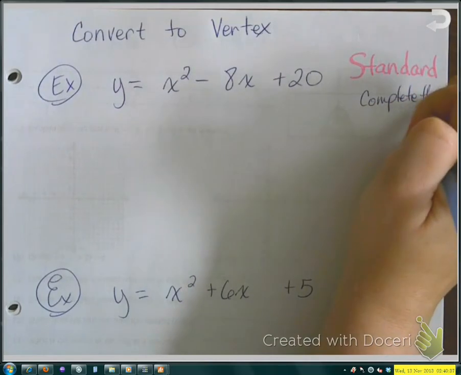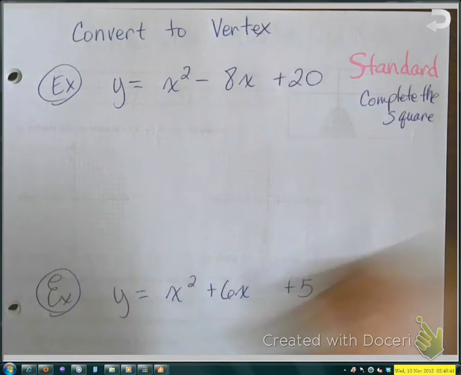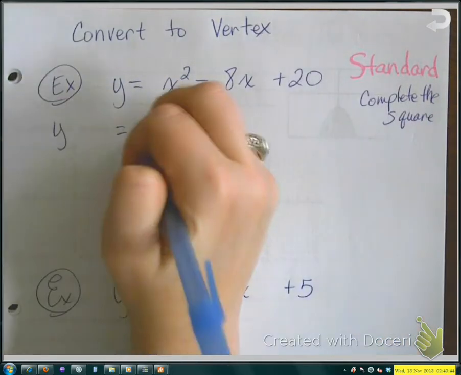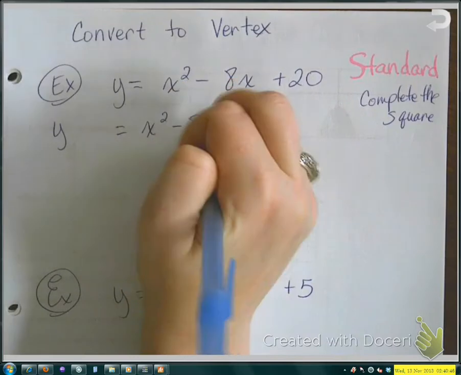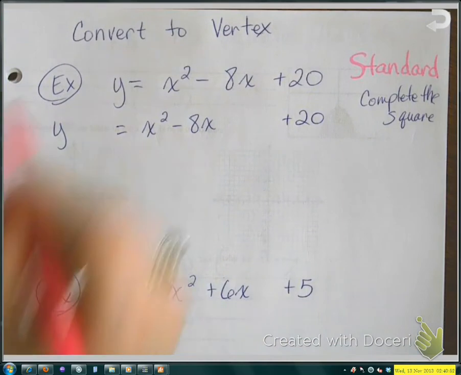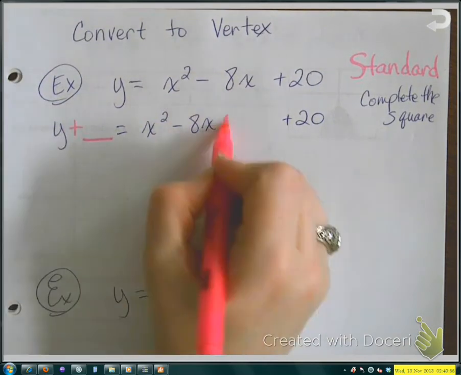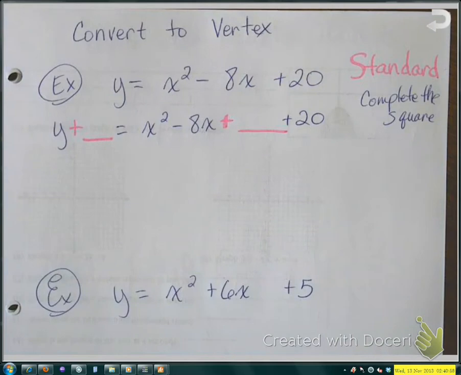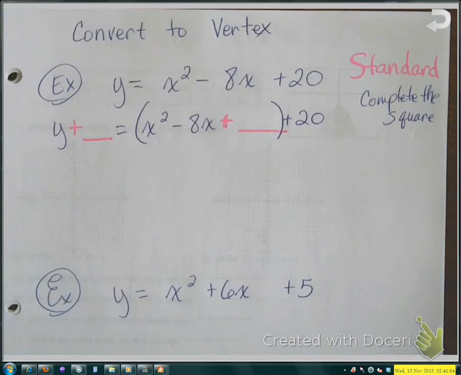Okay, with complete the square, we're going to add some blanks in there. So I'm going to add a blank on each side. Okay, so I'm going to add my two blanks. So I've got a blank here and a blank right here. Now you could put these blanks on the same side and make one of them plus, one of them minus. The key is to group the first two terms and the blank together.